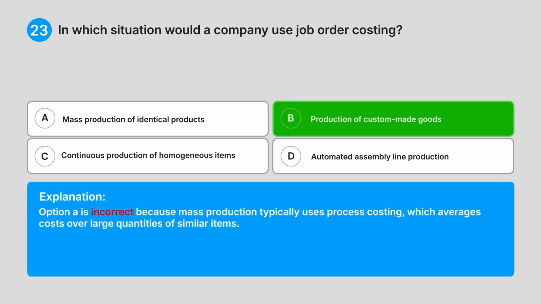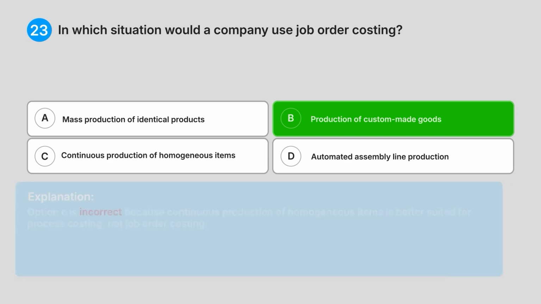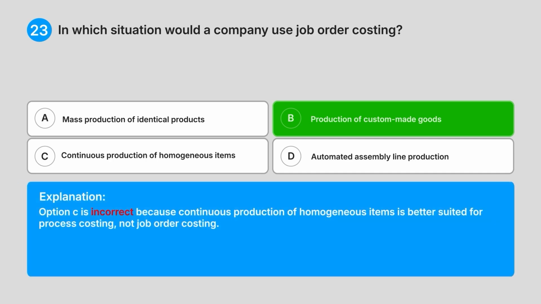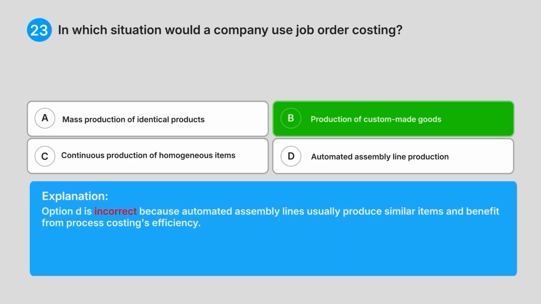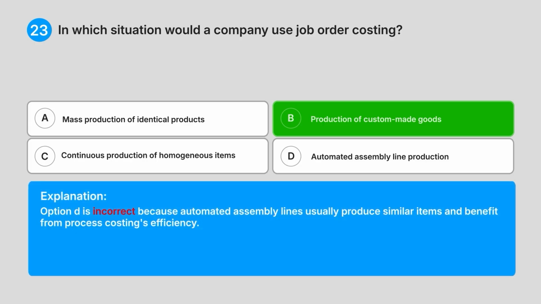Option A is incorrect because mass production typically uses process costing, which averages costs over large quantities of similar items. Option C is incorrect because continuous production of homogeneous items is better suited for process costing, not job order costing. Option D is incorrect because automated assembly lines usually produce similar items and benefit from process costing's efficiency.